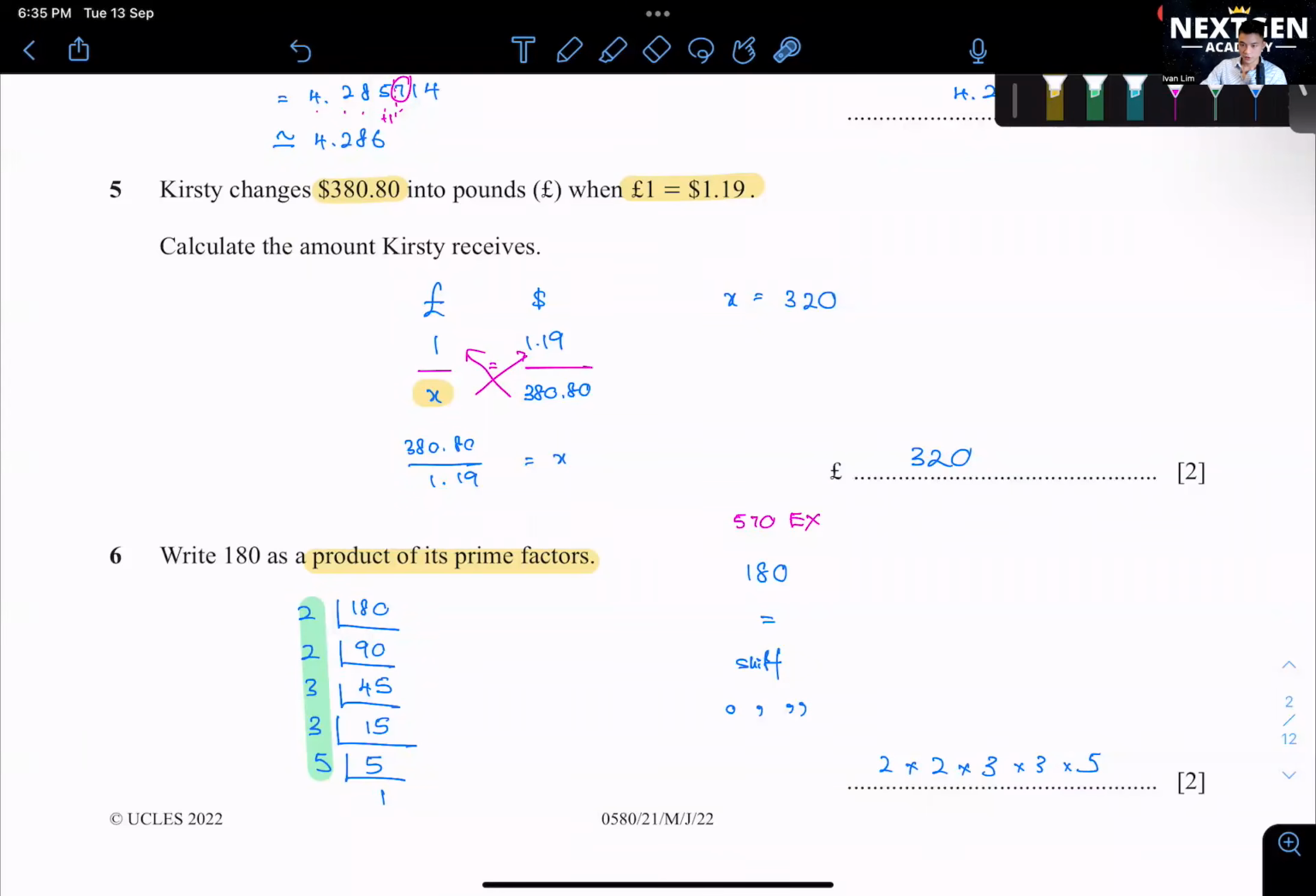Okay. Fatin says she gets 2 squared. Okay, you see you'll get 2 squared times 3 squared times 5, right? That is why I've been asking y'all to buy this calculator. This one can help y'all do a lot of things.